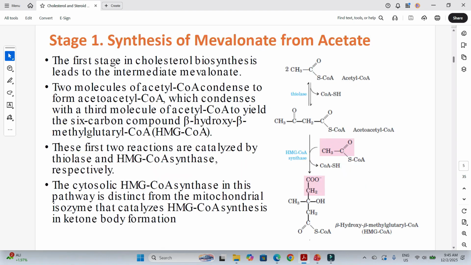First stage in cholesterol biosynthesis leads to the intermediate mevalonate. As you can see in this case, 2 molecules of acetyl-CoA react with each other, the reaction being catalyzed by the enzyme thiolase, to produce acetoacetyl-CoA. Now, this is an example of a Claisen condensation.